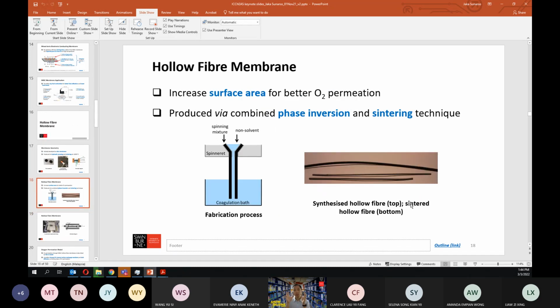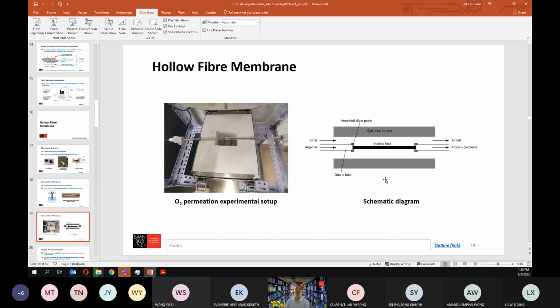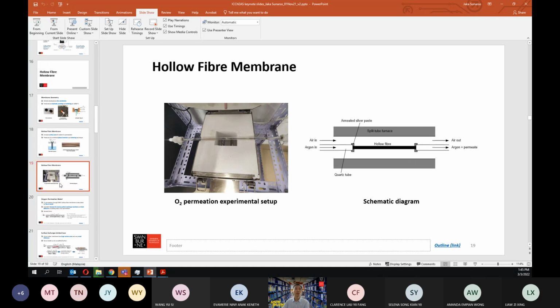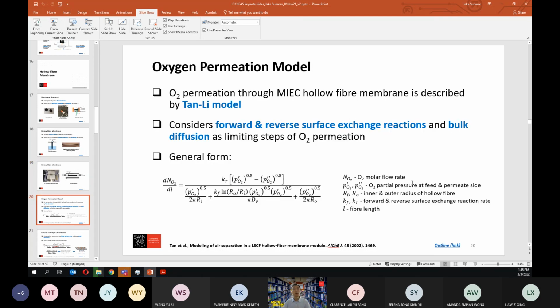Now, the hollow fiber membrane is something that is special. We're going to use a process called a spinning process to create this kind of membrane. What we will have essentially is something like this. And then when we operate that in real situations, this will be the schematic. This is the hollow fiber. This is the air. This is the argon. So the simulations will play a role when we try to guess how the membrane should be operated.